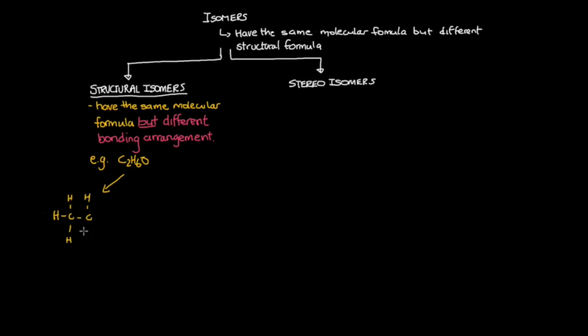Half the class draw the following structure, while the other half draw the one on the right. The one on the left is called ethanol, while the one on the right is called dimethyl ether. These are termed isomers of each other as they possess the same molecular formula but different structural formula. Both are correct representations for the molecular formula C2H6O and are known more specifically as structural isomers.